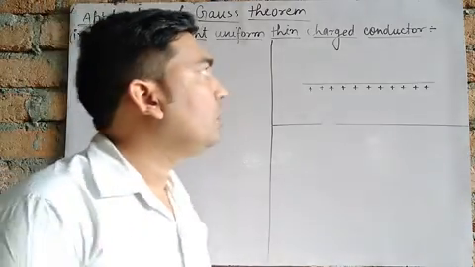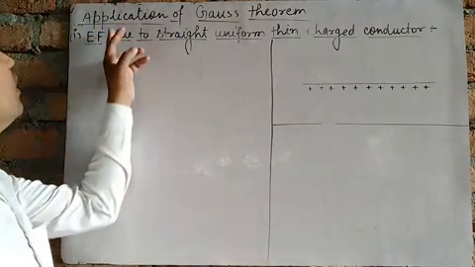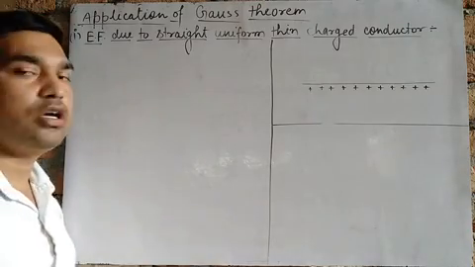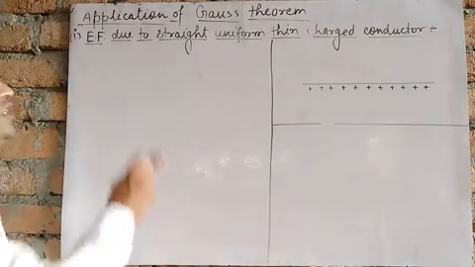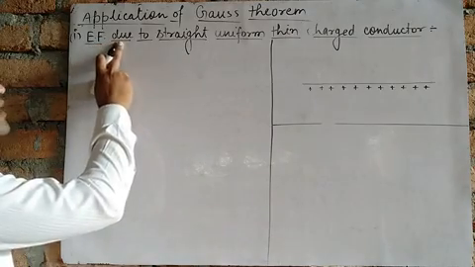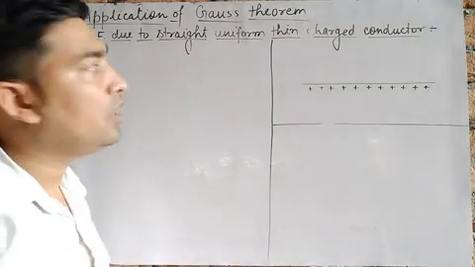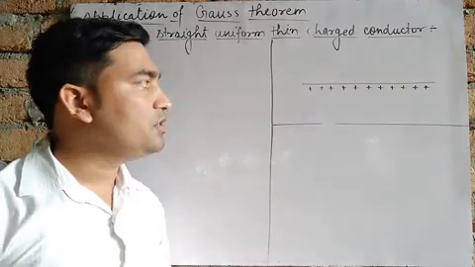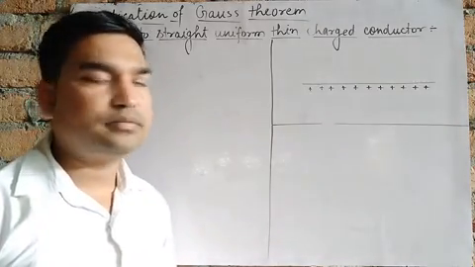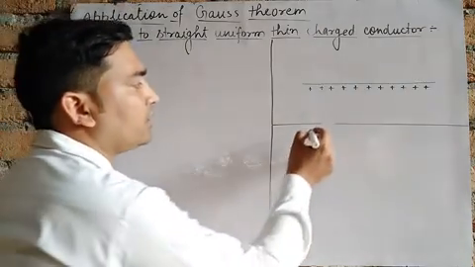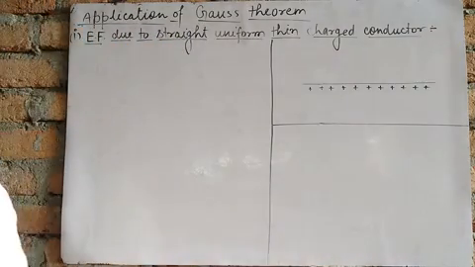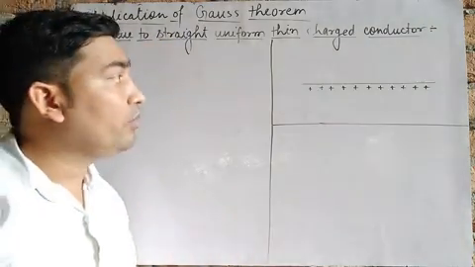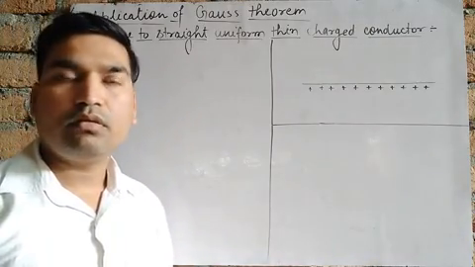Today we shall discuss applications of Gauss theorem, and the first application is the electric field due to a straight, uniform, thin charged conductor which is infinite in length. To find the electric field using Gauss theorem, there are two important things.